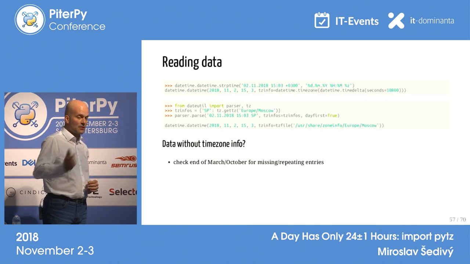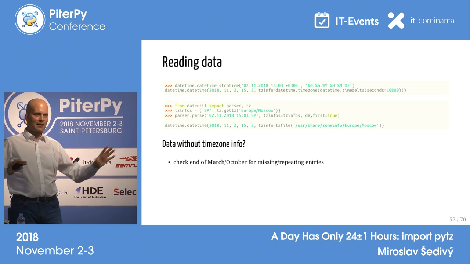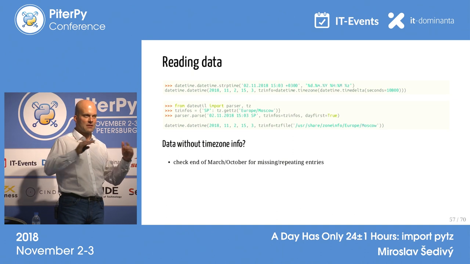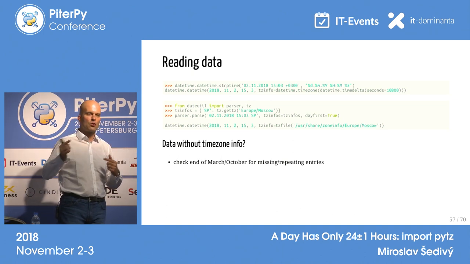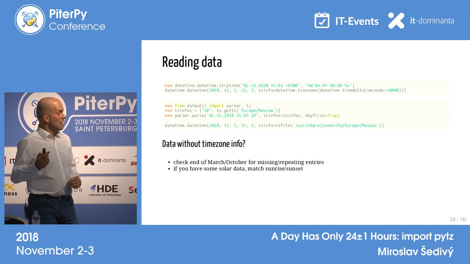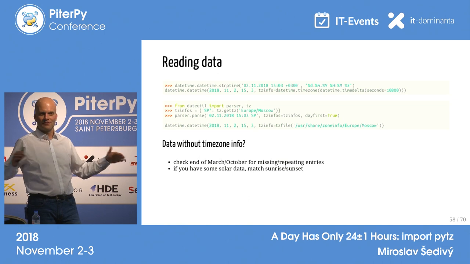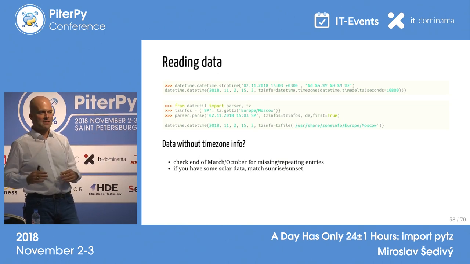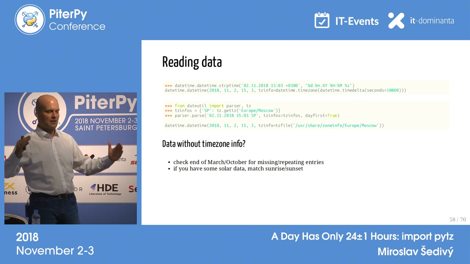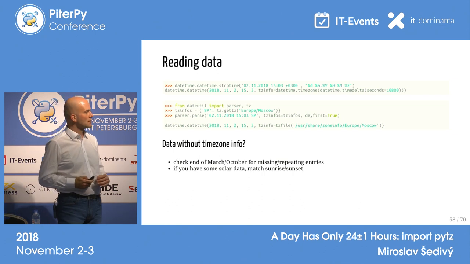If you have data without time zone information, still, if you are in Central Europe, you can check the end of March and the end of October to see whether there are some repeating times in October or a whole missing hour in March. If you have anything that has to do with solar data, you can check the times of sunrise and sunset to see whether they match your data, and then you can try to guess the time zone.